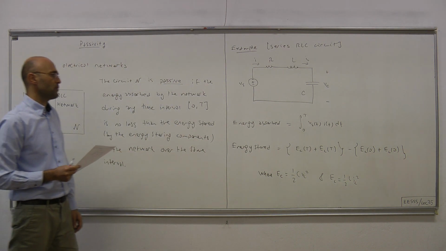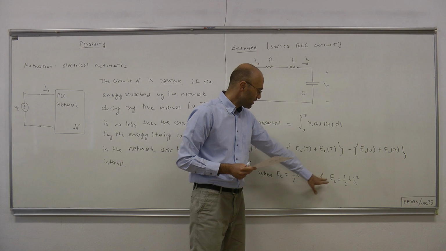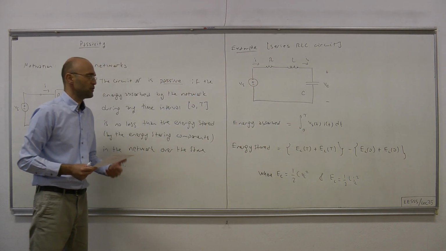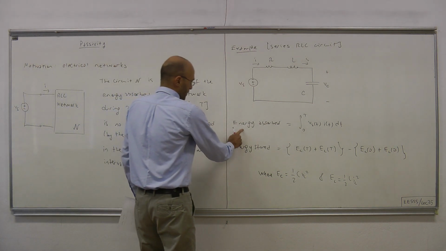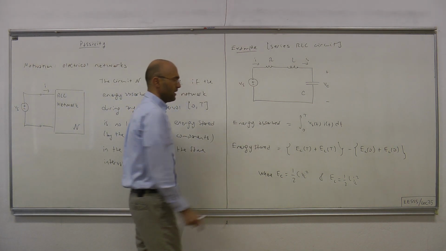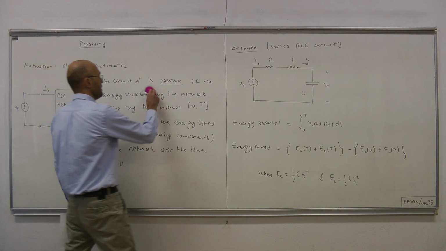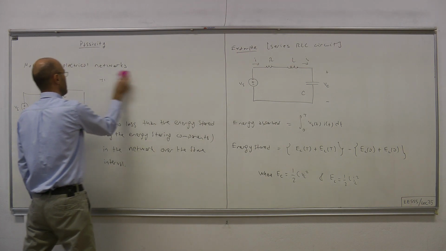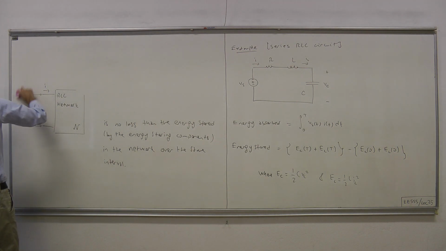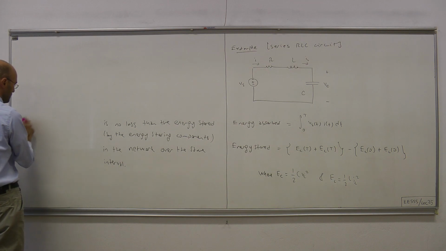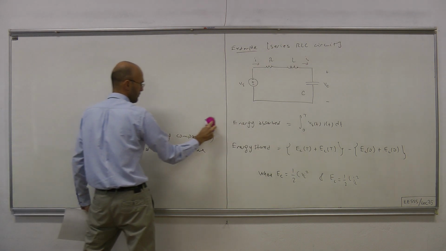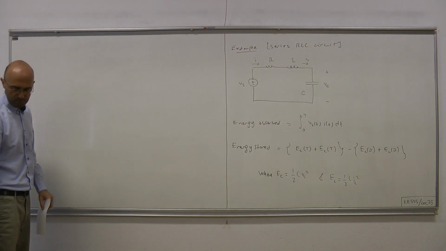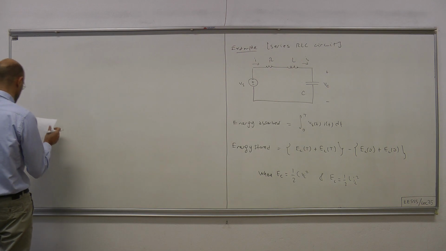Now for this circuit we're going to figure out these quantities, the energy absorbed, and then check whether the stored energy can ever be larger than the energy absorbed or not. If it's not, then we're going to conclude that our network is passive. Okay, let's begin our analysis.